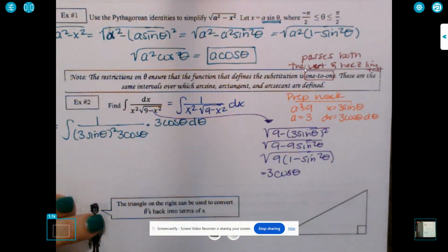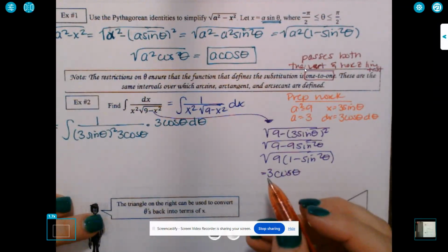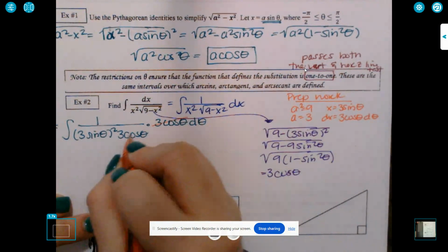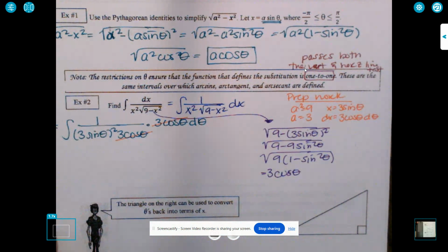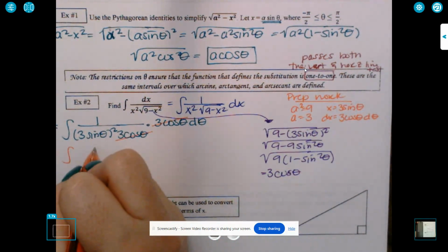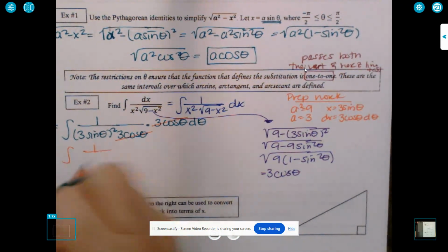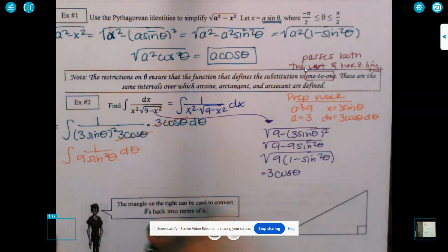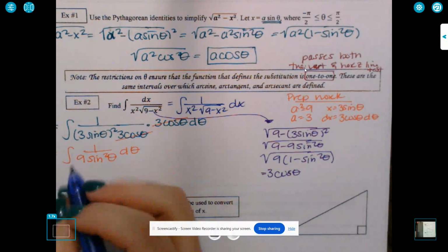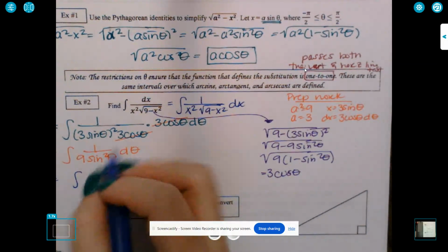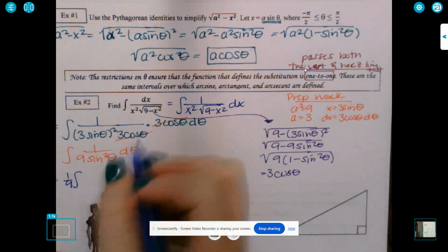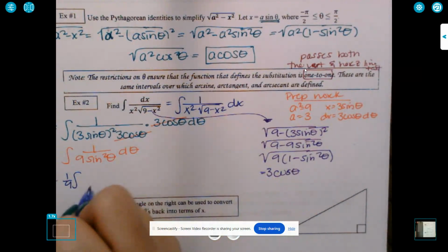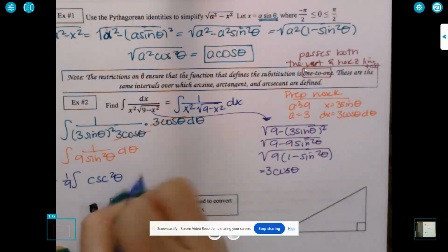All right, so then you're going to see that our 3 cosine thetas are going to cancel out, which leaves me with the integral of 1 over 3 squared, which is 9 sine squared theta d theta. Well, we know 1 over sine is the same thing as cosecant. I'm going to pull that 1/9 out, and that will leave me with cosecant squared theta d theta.